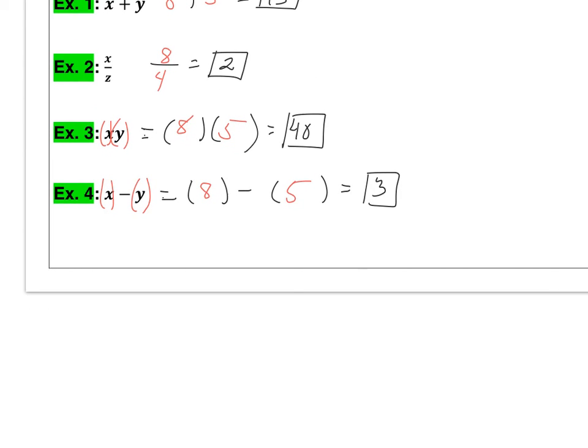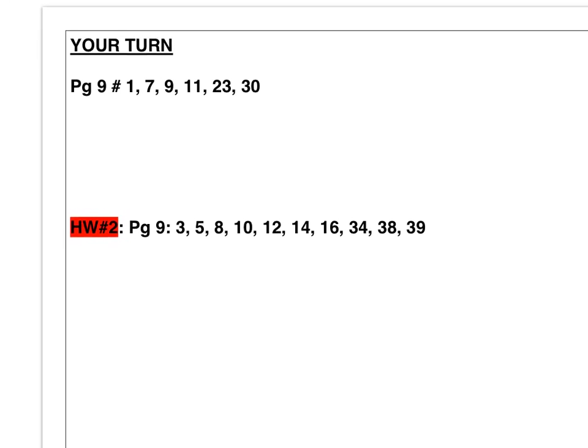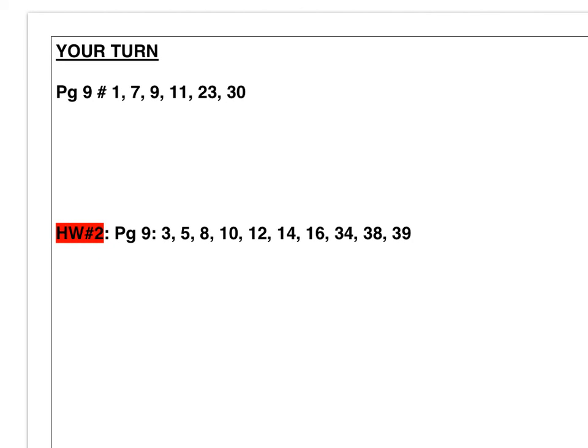So let's look at the last page. And then these are mostly for you to do on your own. 1, 7, 9, 11, 23, and then 30. You have the answers to all of these in the back of your book. The only one you don't have the answer to is number 30. So try those, check your solutions. If you need help, come talk to me. And then this is going to be your homework for this section.